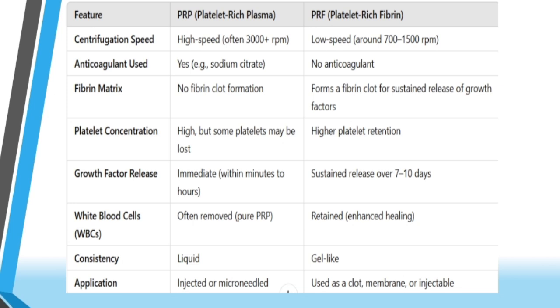Growth factor release is sustained over 7 to 10 days in PRF. WBCs are retained in PRF, therefore enhancing healing. Consistency is gel-like in the case of PRF. As for application, PRF is used as a clot membrane or injectable, whereas PRP is injected or microneedled.